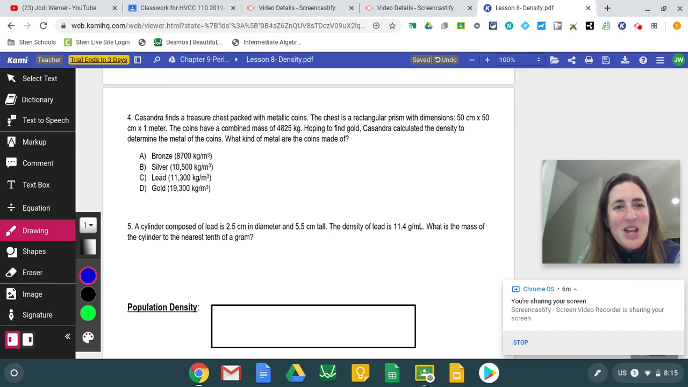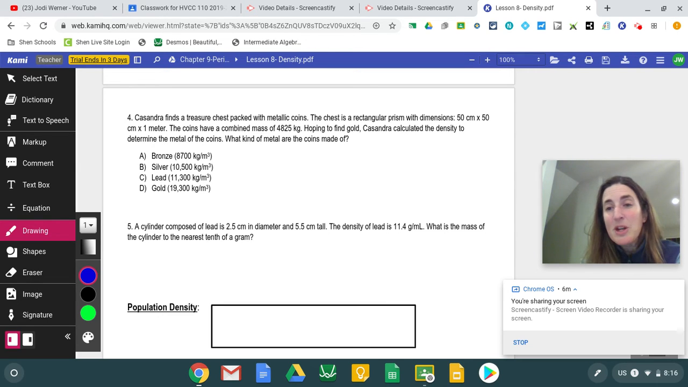She finds a treasure chest packed with metal coins. The chest is a rectangular prism with dimensions of 50 centimeters, 50 centimeters, and 1 meter. The coins have a combined mass of 4,825 kilograms. Hoping to find gold, Cassandra calculated the density to determine the metal of the coins. What kind of metal are the coins made of?